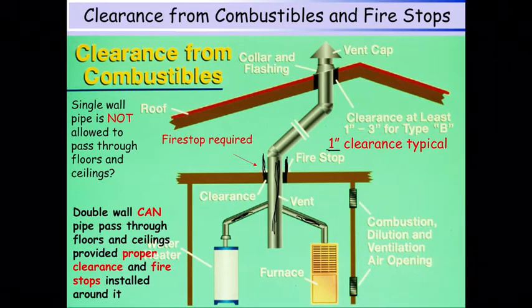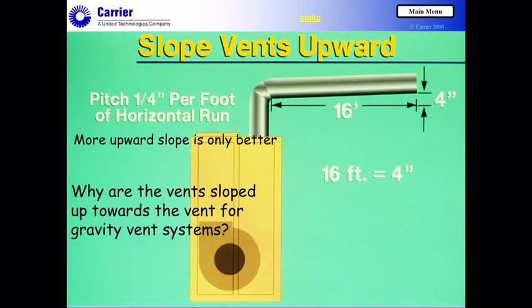So the clearances from combustibles typically range anywhere from 1 to 3 inches. In most all of the systems that I have seen, they've always been closer to 1 inch as opposed to 3 inch. So typically, as I put a note on here, about 1 inch is fairly normal. That's typical. So those two big things, your fire stops and your clearances from combustibles, must be adhered to.